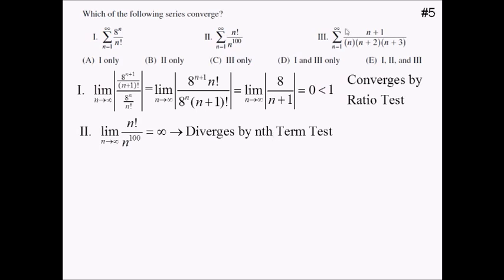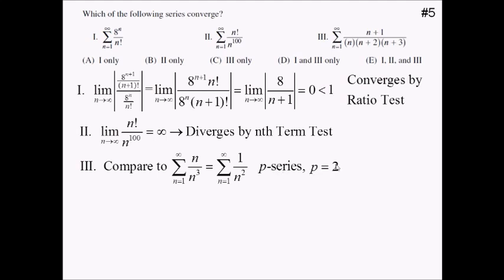And then for this next one, we're going to use a comparison here. Whenever you have all these pluses involved with a polynomial, comparison test is a good way to go. So let's compare this to n over n to the third power. Now this reduces to 1 over n squared, which is a p-series with a p-value of 2. Since that's greater than 1, this is going to converge by the p-series test.